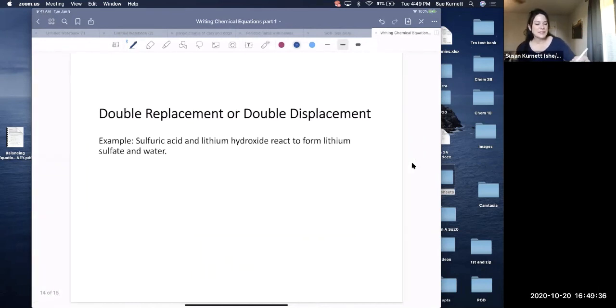So the other kind of double displacement or double replacement is acid plus base. Sulfuric acid and lithium hydroxide form salt and water. Ic acids come from H's. Sulfate is SO4 2 minus. We're going to need 2 hydrogens.